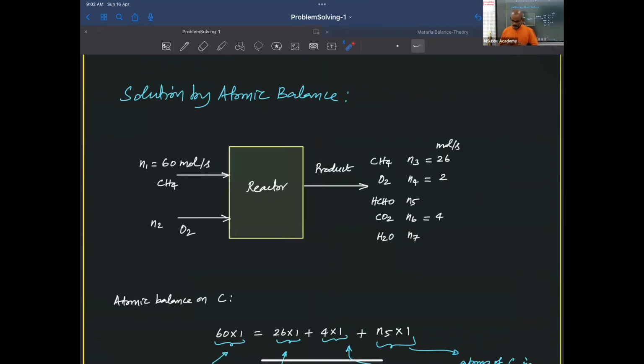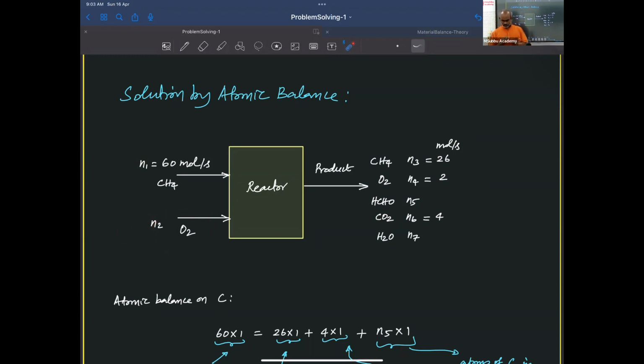That we'll now understand. So what is this approach? First, let us represent this. We are given CH4, O2, HCHO, CO2, and H2O. The molar amounts are given as 26 moles of CH4, 2 moles of O2, and 4 moles of CO2. These are all the available data, and the feed is 60 moles of methane. We need to calculate the molar flow rate of O2, which is nothing but N2, because we need to find N2.